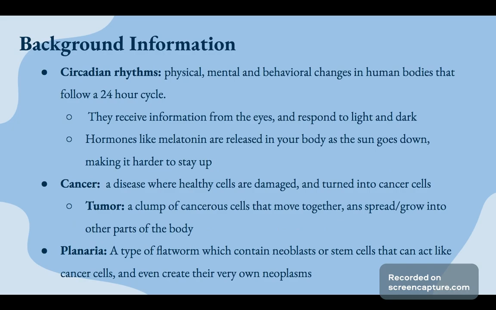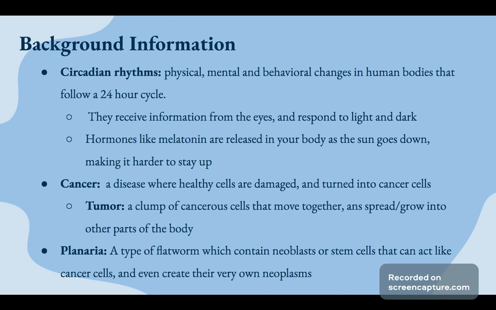A little bit of background: circadian rhythms are the physical, mental, and behavioral changes in human bodies that follow a 24-hour cycle. They make changes in your bodies by receiving information from your eyes about light and dark, about natural light like sunlight versus lamps in your home. Cancer is a disease where healthy cells are damaged and turn into cancer cells, and they can do things like form tumors and travel around the body and spread.